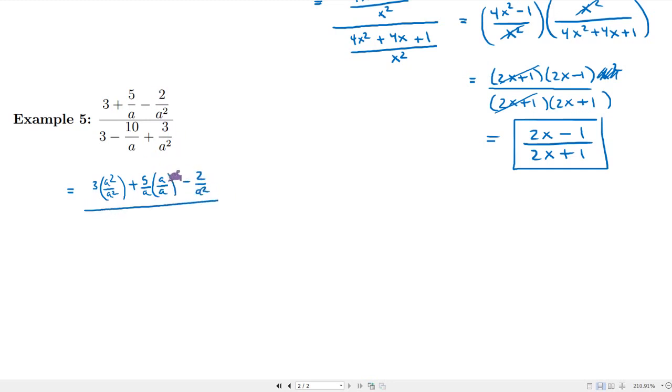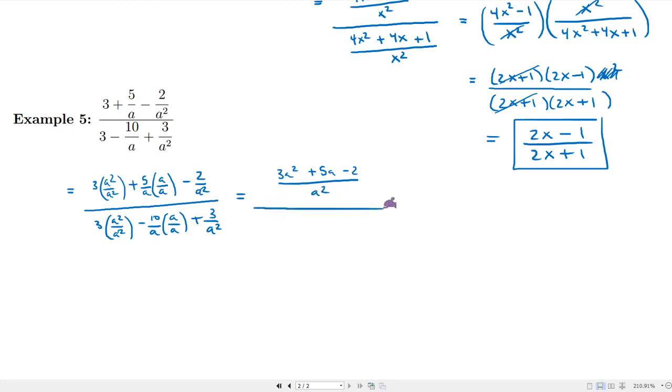That'll allow us to simplify the numerator. Denominator here, we'll do 3a squared over a squared minus 10 over a, and then we've got to do a over a, so we get a denominator of a squared, and then plus 3 over a squared. Okay, so this is 3a squared plus 5a minus 2 all over a squared, and then divided by 3a squared minus 10a plus 3 all over a squared.